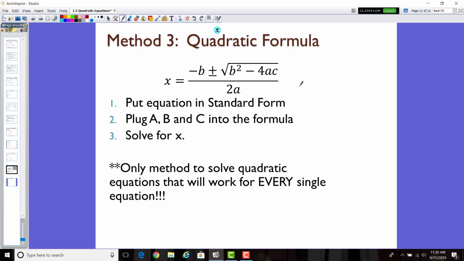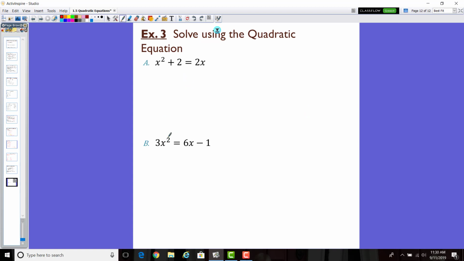Okay. Here's the process. Standard form is the form our equation has to be in, so it has to equal 0. The reason for that is because if we're plugging in a, b, and c in this formula, we have to know the true value of a, b, and c. If it doesn't equal 0, we don't know what that is. Okay? I'm really only going to do one example here because you really only need to see one.